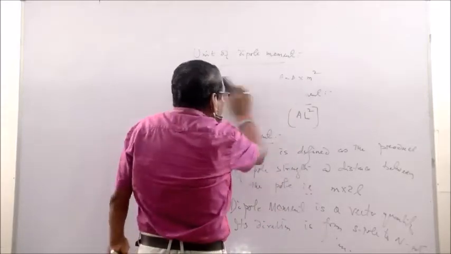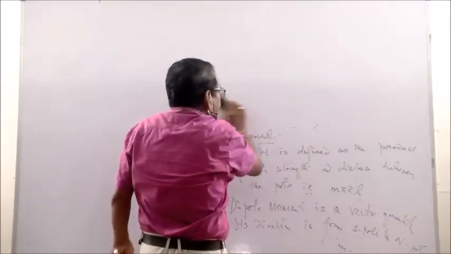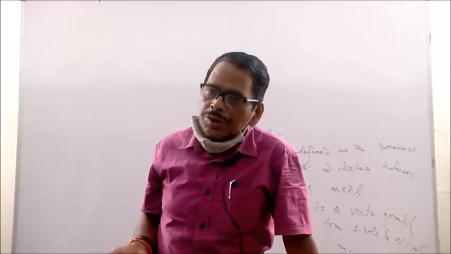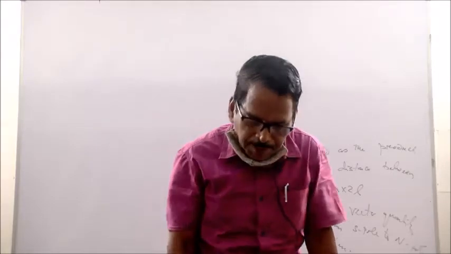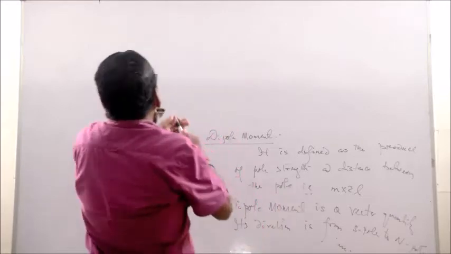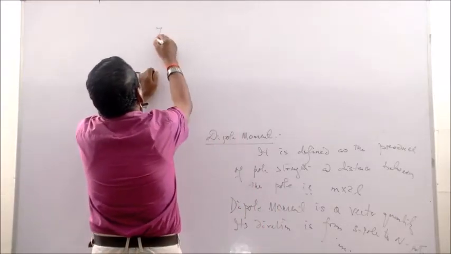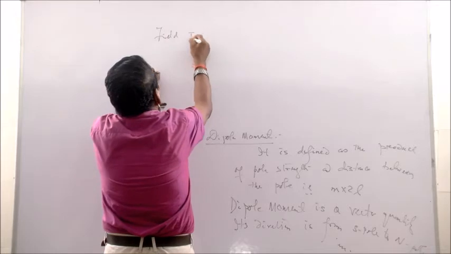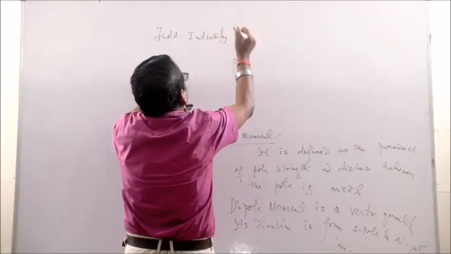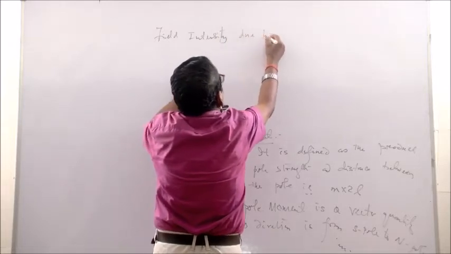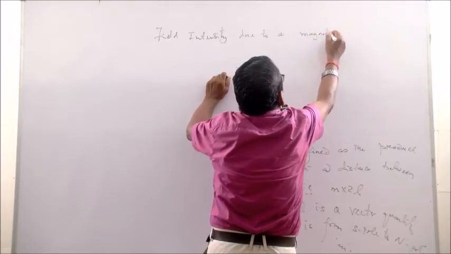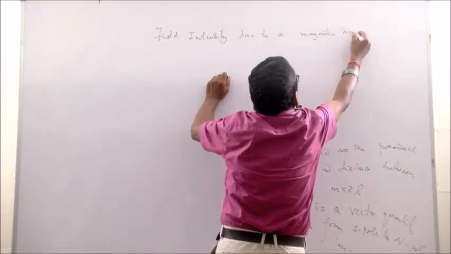Now let us find out the field intensity due to a dipole at the end-on position and at the broadside-on position. I will explain what it means by end-on position and what it means by broadside-on position. These are important for long questions. Field intensity due to a magnetic dipole, this may come as a long question.